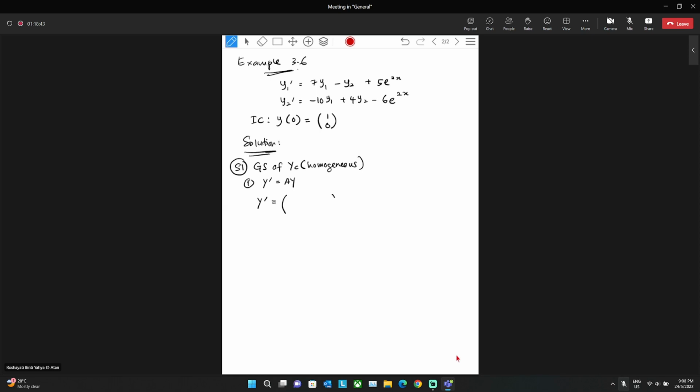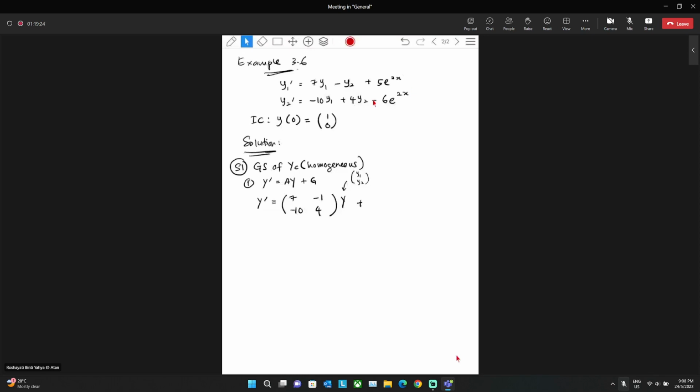kita tinggal G. Ada G tak? Plus G. Ini ada G tak? Plus G. Itu tinggal G. Plus G.